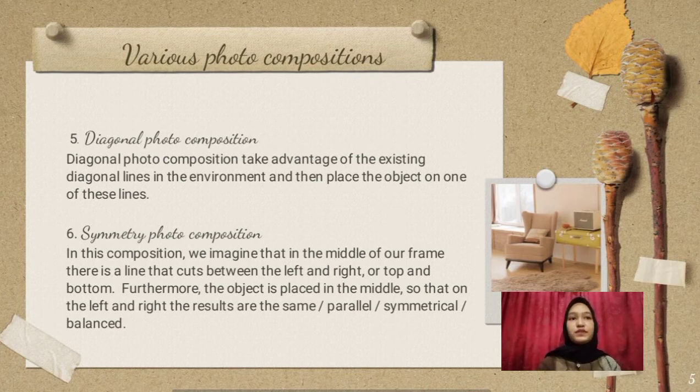In this composition, we imagine that in the middle of our frame there is a line that cuts between the left and right, or top and bottom. Furthermore, the object is placed in the middle so that on the left and right the results are the same, or parallel, or symmetrical, or balanced.